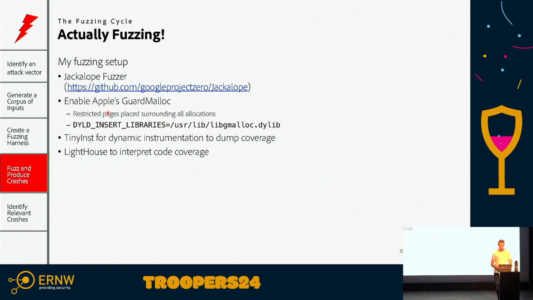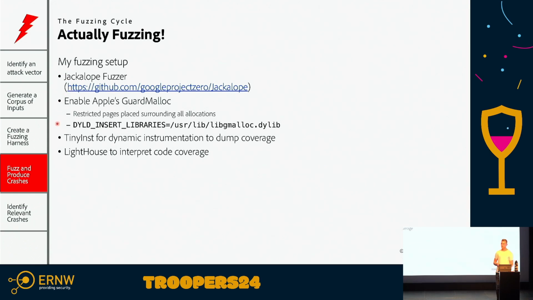OK, so let's talk about actually fuzzing now. The fuzzer that I have mostly been using for this research is called Jackalope Fuzzer. There's lots of really good ones out there. I'm sure most of you have heard of AFL++. It's a great one. libfuzzer, a lot of good fuzzers out there. This one works really well on the macOS operating system.